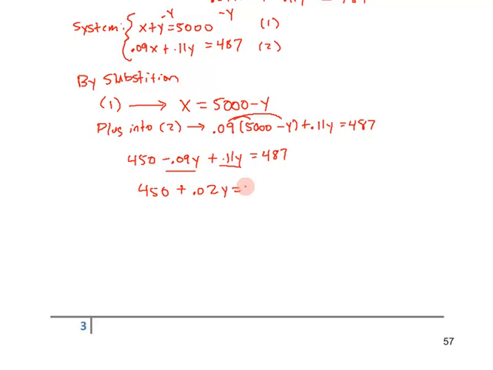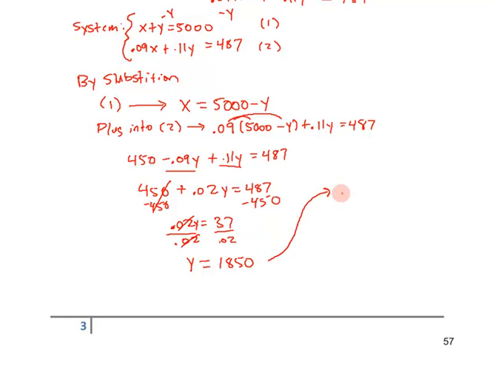Y is equal to 487. If I subtract 450 from both sides, that gives me 0.02y is equal to 37. So divide both sides by 0.02, and I end up with y is equal to 1,850, which again, if you go back to our variable list, tells me that's the amount at 11%.